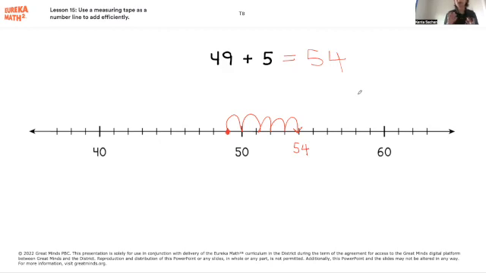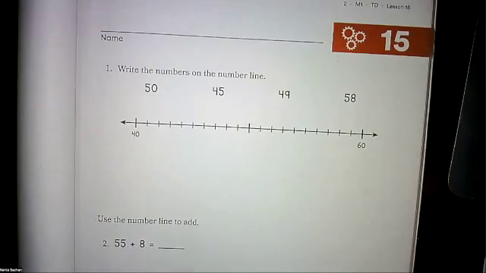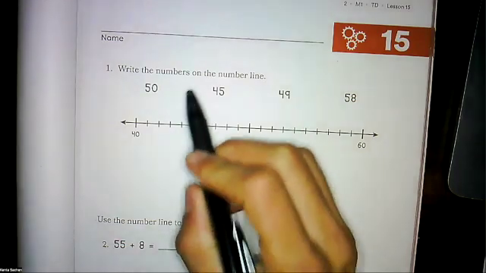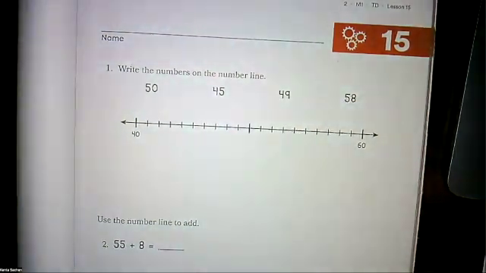All right, so we're going to be working with these number lines. Should look very familiar to you, but it's also super helpful. So please open up your workbooks to page 83, and you should see some number lines. Okay, question number 1. It just says to write the numbers on the number line.